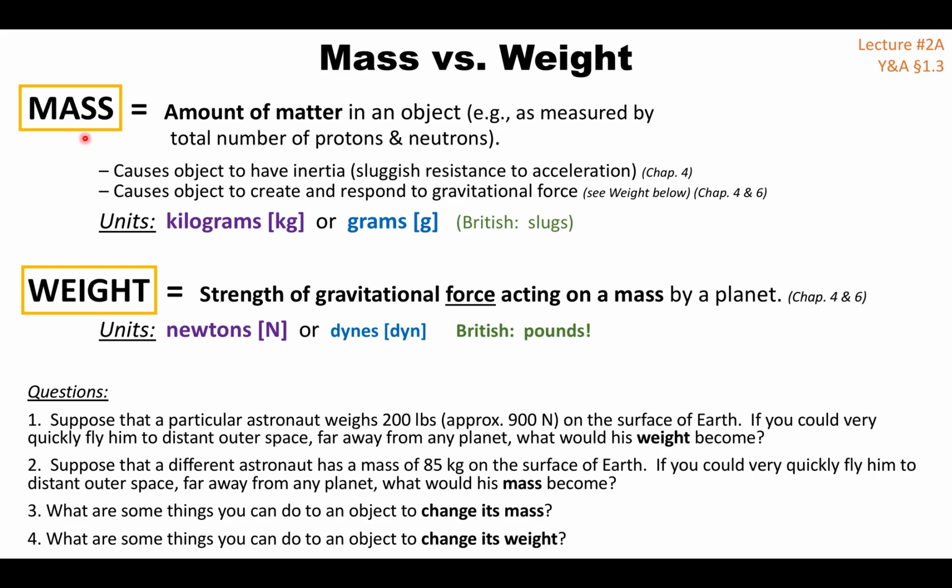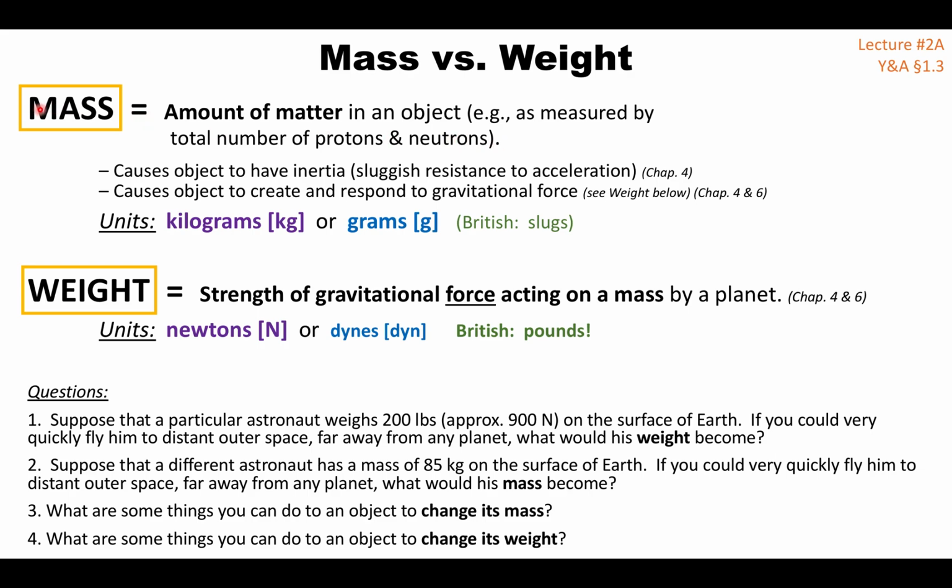Mass, specifically in physics and in the sciences, refers to the amount of matter that's present in an object. Because protons and neutrons individually have about 2,000 times the mass of electrons, I didn't bother to list electrons here. Essentially, the amount of matter is kind of like a count. It's proportional to the total number of protons and neutrons in an object.